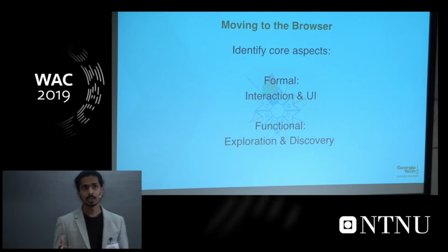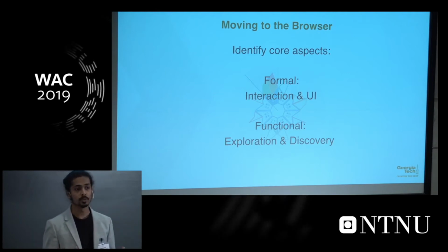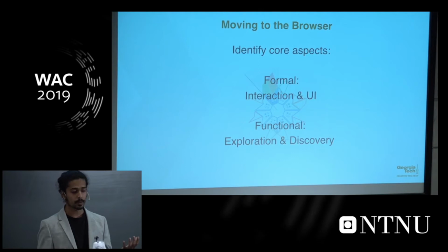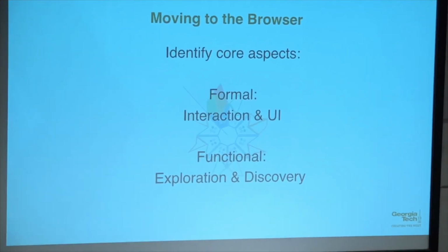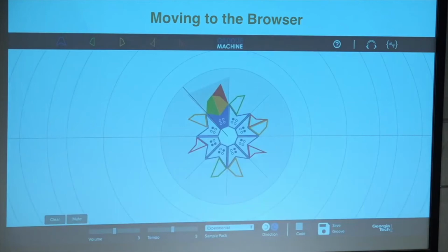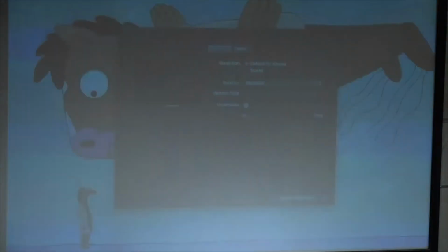To do this, we need to identify the core aspects of GrooveMachine that we need to preserve. We formulated these into two types. The formal aspects, which are the interaction and UI, are the step sequencer and the tessellating blocks, and the functional aspects are exploration and discovery. Let's take a look at the browser version and discuss these differences in detail.